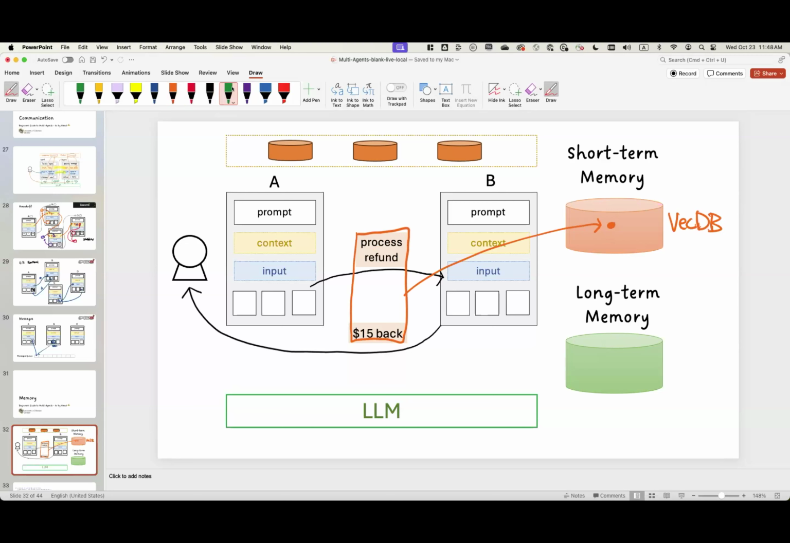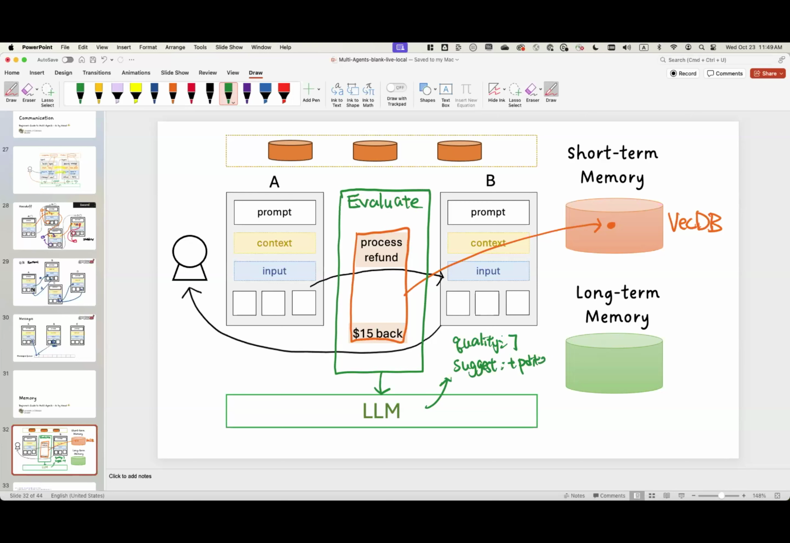But then in the long-term memory, you would like the agent to continue to evolve and become better. So you could take this entire interaction and say, maybe we should evaluate this process, reflect upon this. Is there anywhere I can improve? And you can ask the large model, it's pretty smart with logic, to analyze this and tell you, I'll give you a quality score of say 7, and I suggest that instead of just saying $15 back, why don't you be more polite next time? So this is something that the agent's learning.